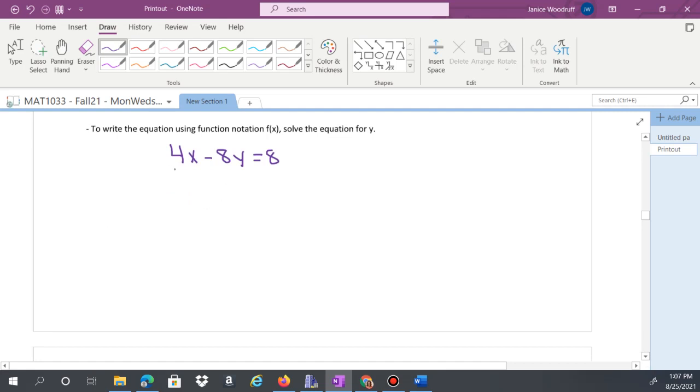I'll take this 4x and move it over to the right by subtracting it from both sides. They'll cancel on this side, leaving me with a negative 8y. I can't do 8 minus 4x, they're not like terms, so I'm just going to write them next to each other. I'm going to put the x term first. So that x term is a negative 4x. Then the 8 doesn't have anything, so I'm going to put positive 8, so plus 8 there. Then I'm going to divide everything by negative 8.